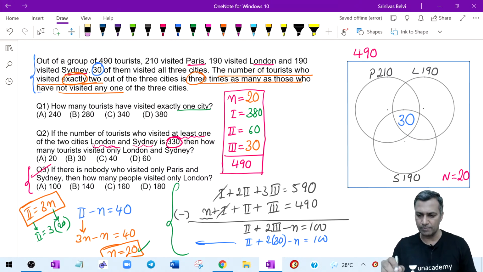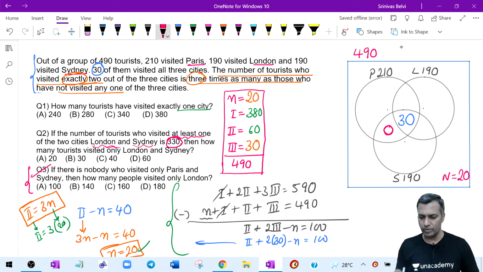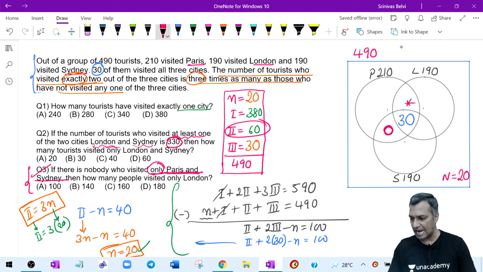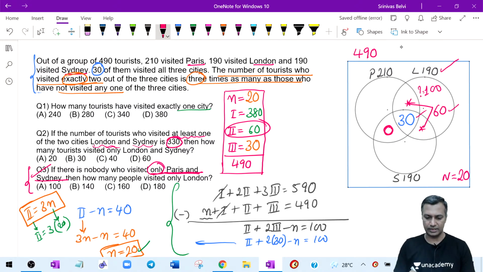Good, very good. Simple question, right? Okay, this is 0. Given, if there is nobody who visited only Paris and Sydney, only Paris and Sydney, 0. Therefore, these two cells add up to 60. We don't know the breakup, but they add up to 60. Total is 190, out of which I already have 60 and 30. Therefore, a perfect 100 here, which becomes my answer.